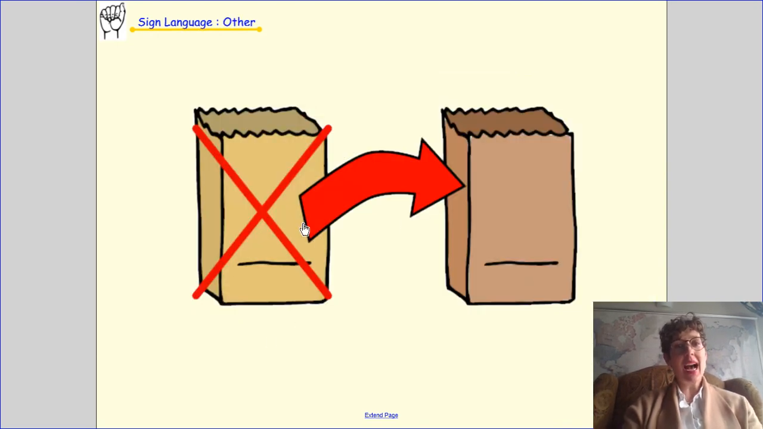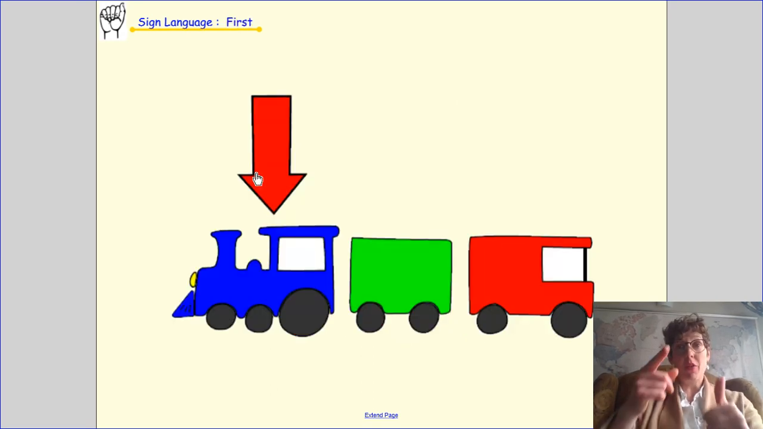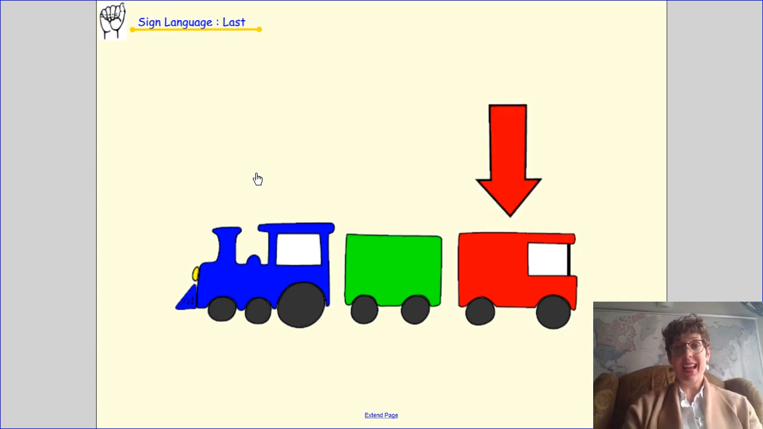Oh, remember this one? I don't want this bag right here. I want that other bag, remember? Other. That's one that we did recently. Oh, and we talked about rows, right? Rows. Often when we sit on the carpet for foundations or we sit at our desks, we sit in rows. And then we talked about first. That blue train is first. That green train is next, right? And that red train, get those pinkies out, it's last.